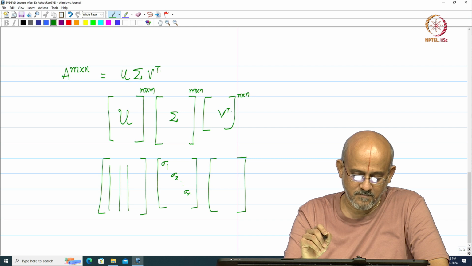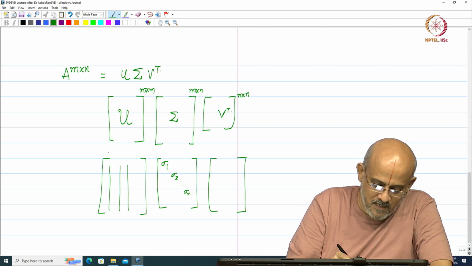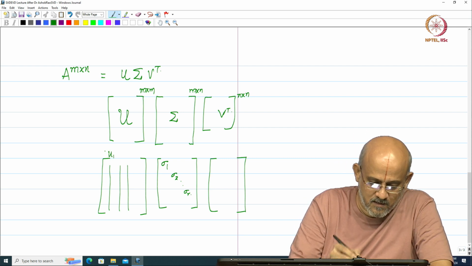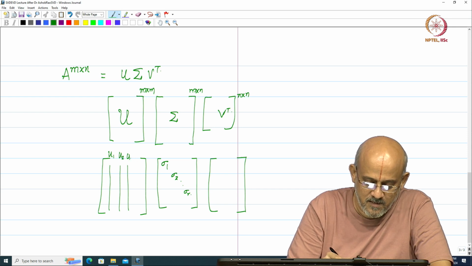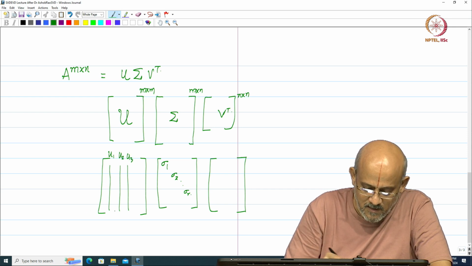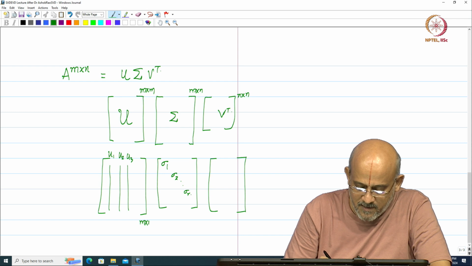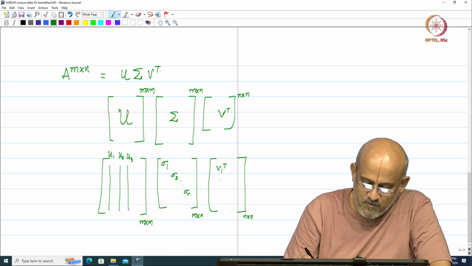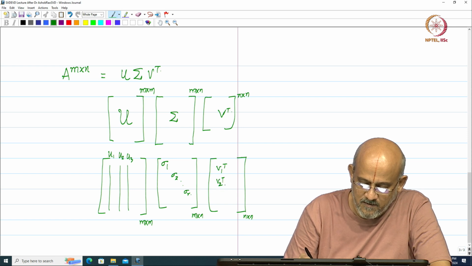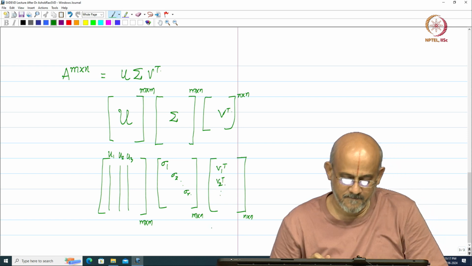Now let's call the first eigenvector u1, which has got m components. Let's say this is u2, this has got m components. You say u3, that has got m components. So this is basically an m by m matrix. This is m by n, and that is n by n. And here we're going to have v1 transpose, v2 transpose, etc. We're going to have this, right?